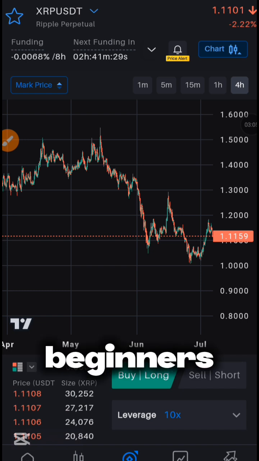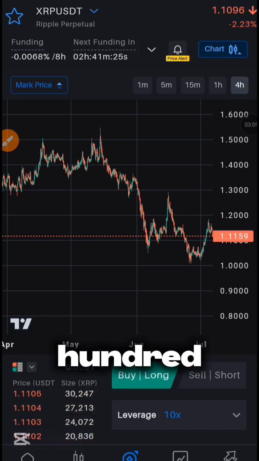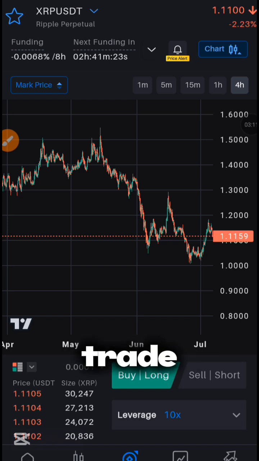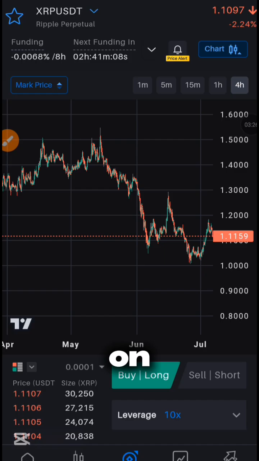But here is where beginners get confused. You don't need $1,000 or $100,000 to control this trade. That is where leverage comes in. In our last video we explained what leverage is. You can check our channel, you can see the videos there. We explained what leverage is, but I'm still going to give you a tip in this video.